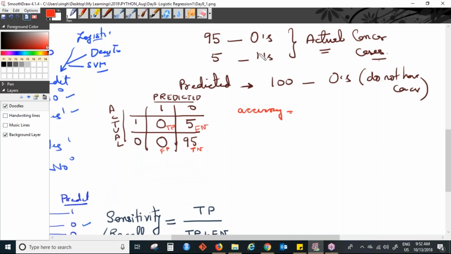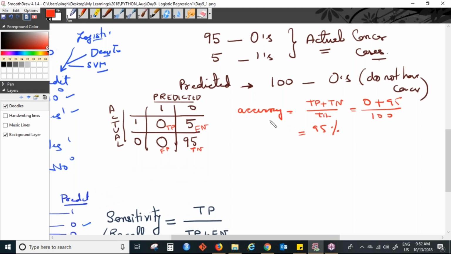So this I understand from the business. I have nothing to do with analytics. Now let us use analytics and find the accuracy. So the accuracy is true positive plus true negative divided by total. So what is my true positive value? It is 0. So I'll write 0 plus true negative is 95. So I'll write 95 divided by total, which is 100. So I get an accuracy of 95%.